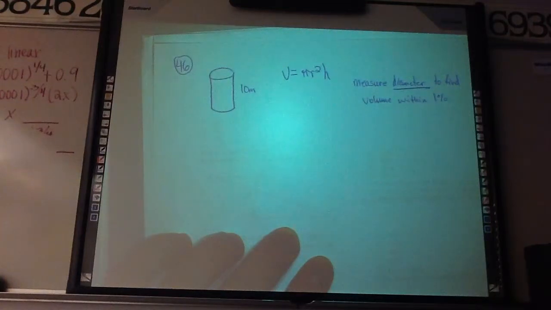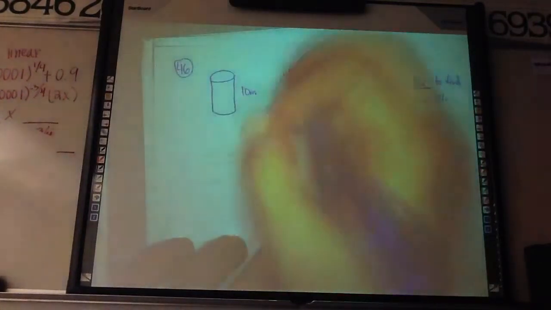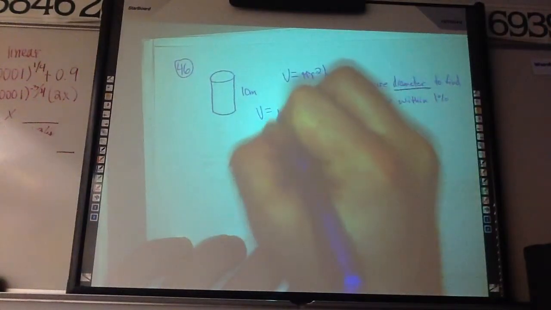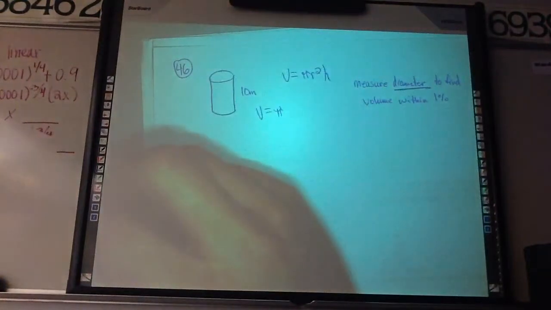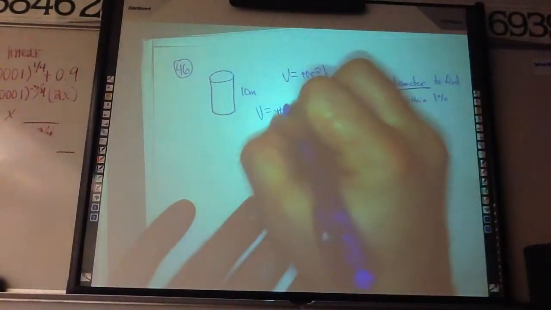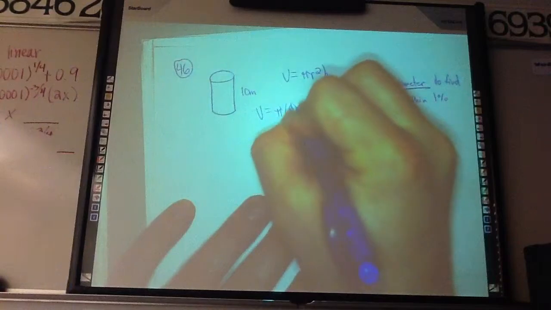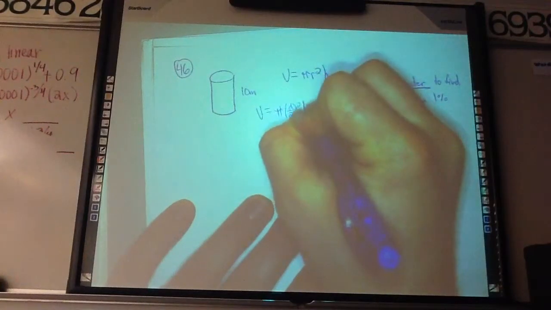Isn't the radius half of the diameter? Yes, the diameter is twice the radius. So instead of r, what am I going to use? Half a D, or D over 2, squared. So there's our volume.